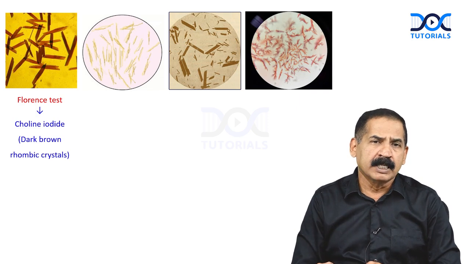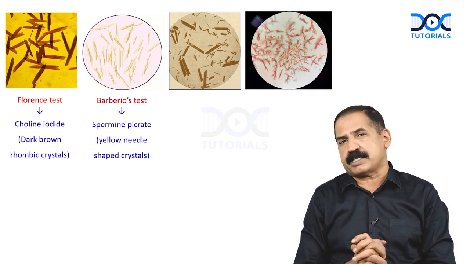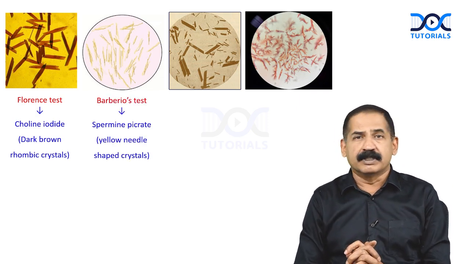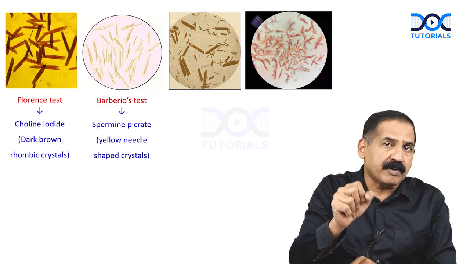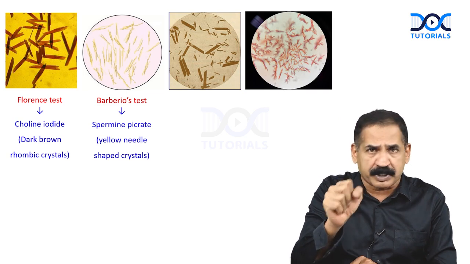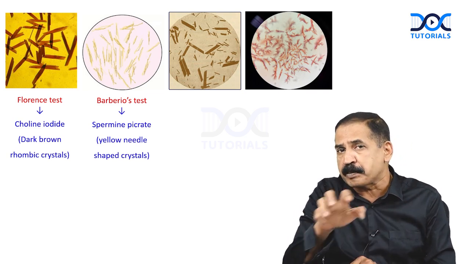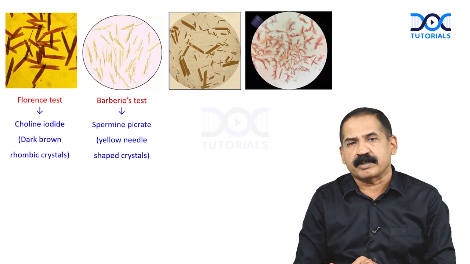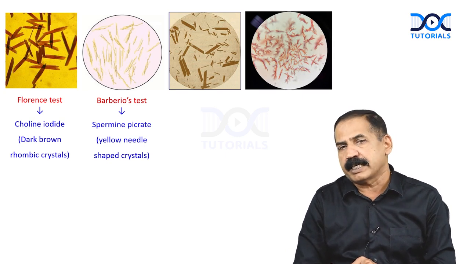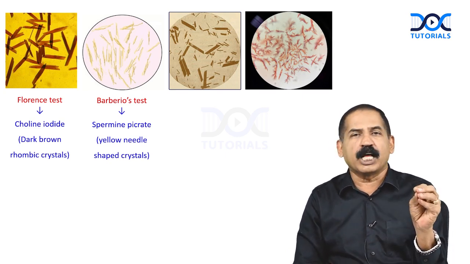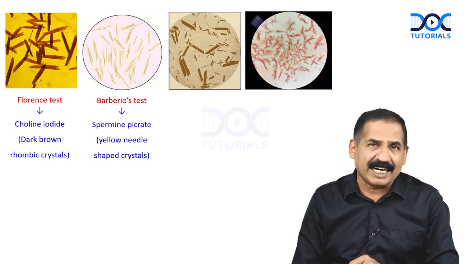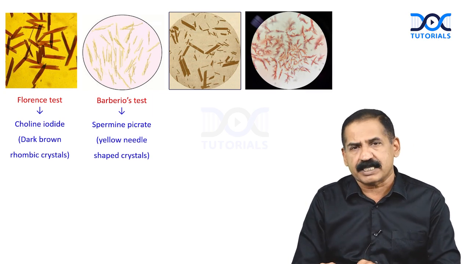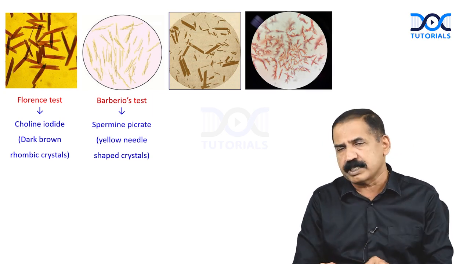Okay. Number 2, Barbieri's test. This test is also done to identify semen. Both the fluorescence test and Barbieri's test are presumptive tests for semen, where you can see yellow needle-shaped crystals of spermine picrate. The reagent is picric acid. These are the 2 tests for semen.